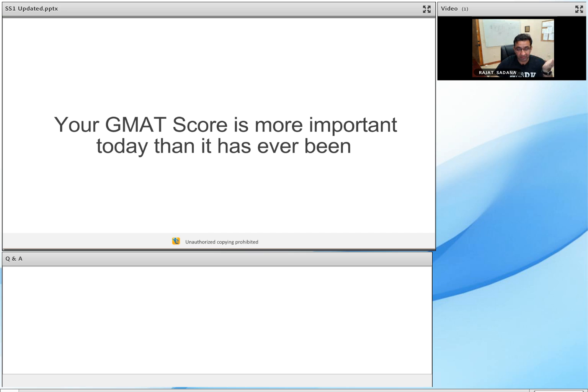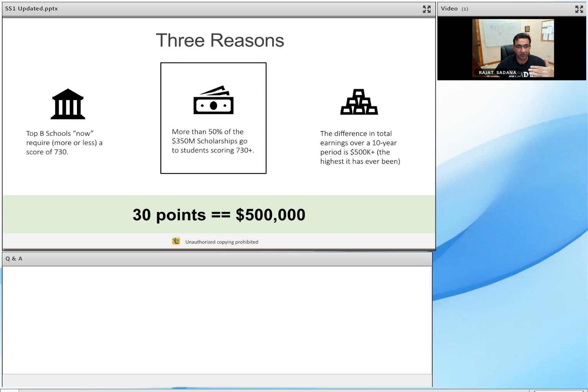Okay. So again, takeaway, your GMAT score is way more important than it has ever been, and it will continue to be more important going forward.